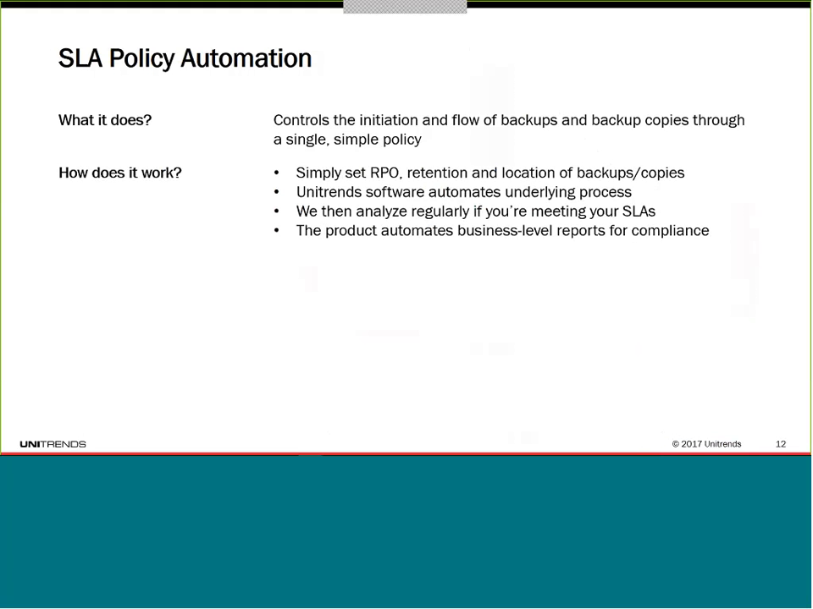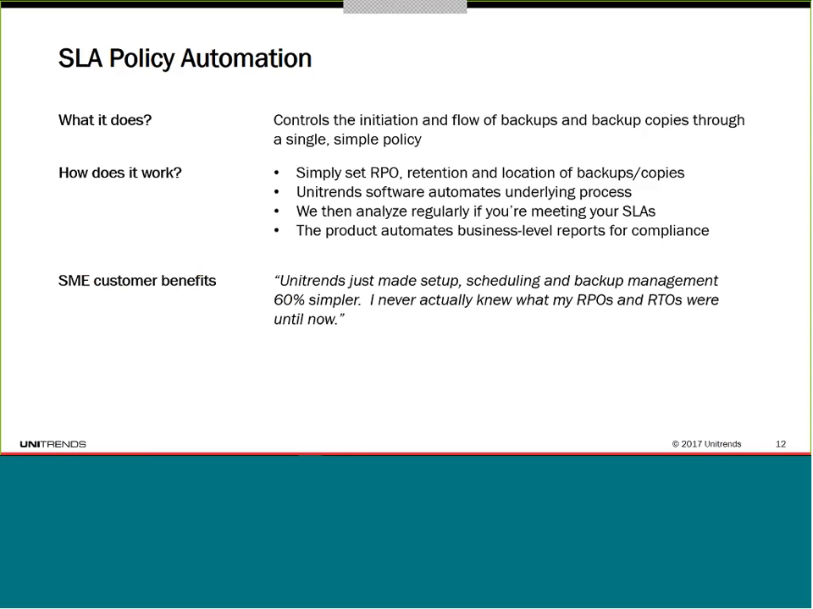So how does it work? Simply set the recovery point objective, the retention that you need, and the location of backups and copies. The Unitrends software automates all the underlying processes. We then analyze regularly if you're meeting your SLAs, and the product automates business-level reports for compliance. So it's very simple.